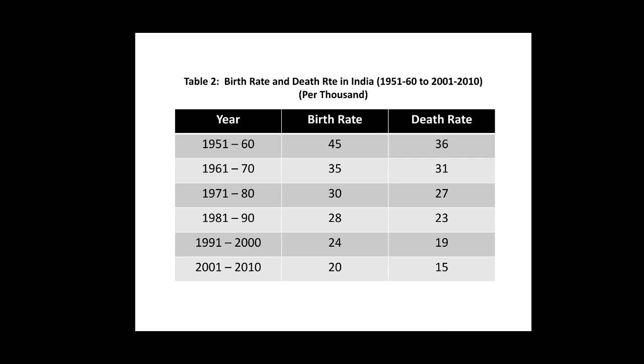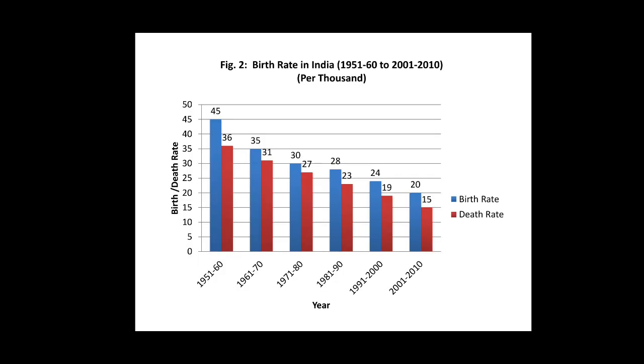Table 2 given here shows the different values of birth rates and death rates in India from 1951 to 2010. The data given in this table can be very suitably represented by a multiple bar diagram as shown in figure 2 given in this slide. This figure here shows these two sets of data, that is the data relating to birth rate and death rate simultaneously.